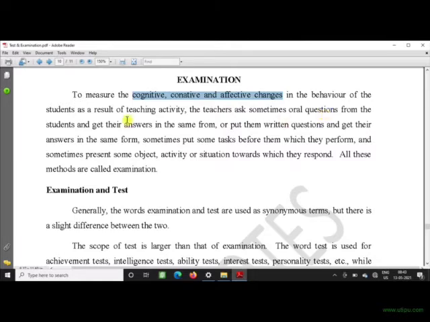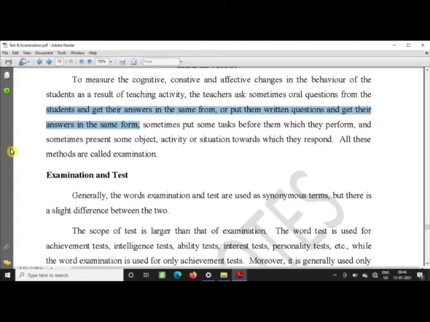The teacher sometimes asks oral questions from the students and gets their answers in the same form. If you give written questions, you'll get answers in the same form. That is what examination is here.